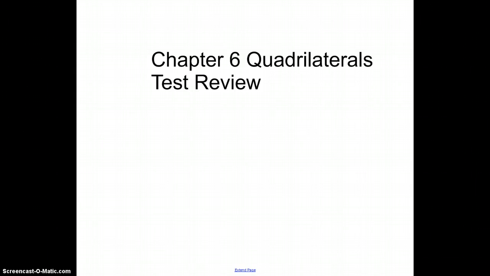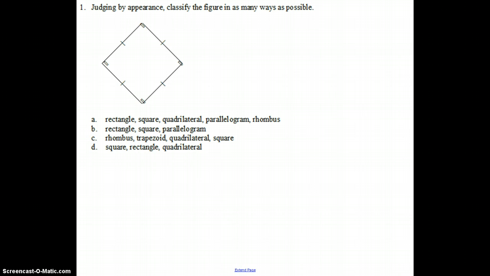Today we're going to begin our review over Chapter 6 in Geometry, which specifically deals with quadrilaterals. So we're going to go through some test problems to help get you in the right frame of mind as far as these problems. So let's take a look at the first one. In this first problem, it says, judging by appearance, classify the figure in as many ways as you can.